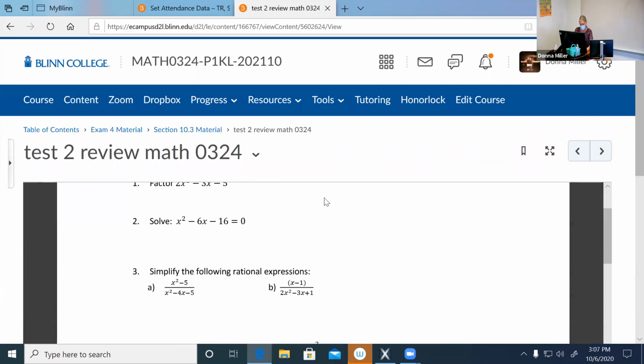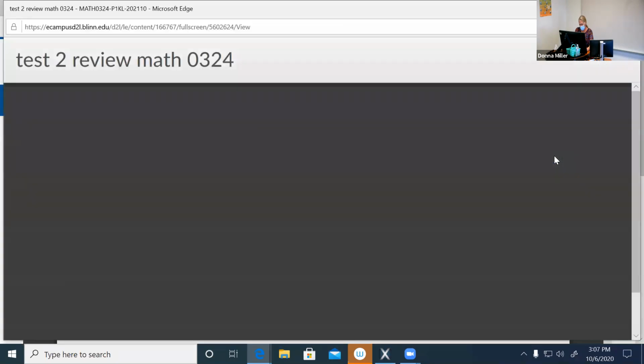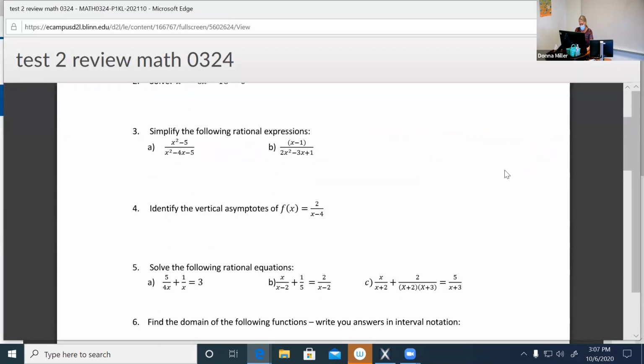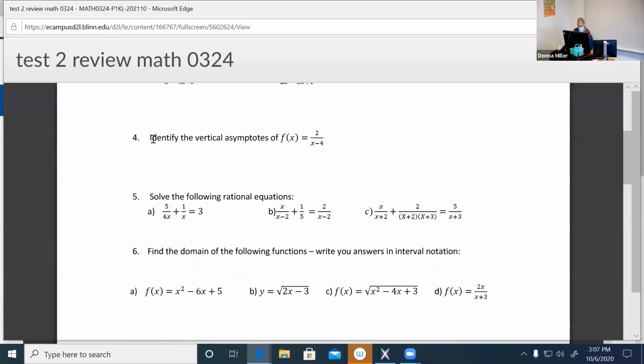All right, so I just did 1, 2, 3. All right. 4. There we go. All right, vertical asymptote. Do you remember how to find a vertical asymptote? It's where the bottom is 0, right? So all you do is set the bottom to 0.